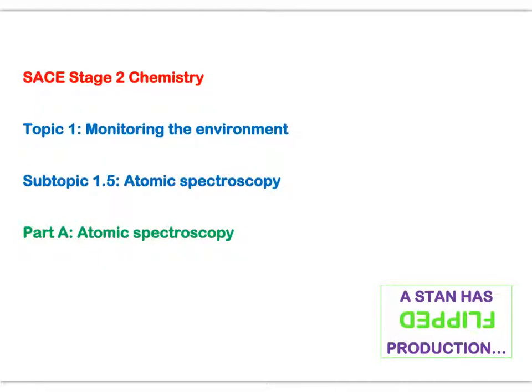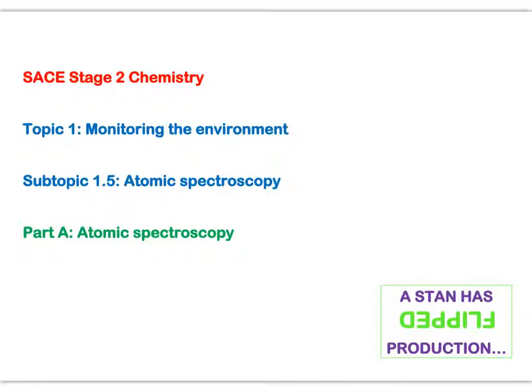Hi. So in this next lesson, we're going to look at atomic spectroscopy. Atomic spectroscopy is another analytical chemistry technique, so it's a technique that's used to analyse various samples in chemistry. And this one is used both to identify which elements are present in a sample, and also it is able to give us information on the amount of each element in the sample, and it's very, very, very sensitive.